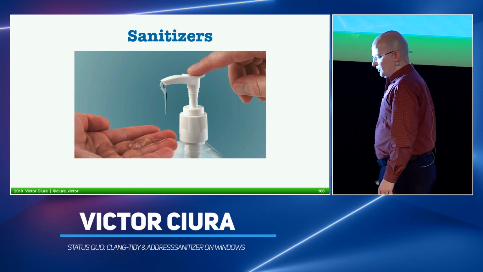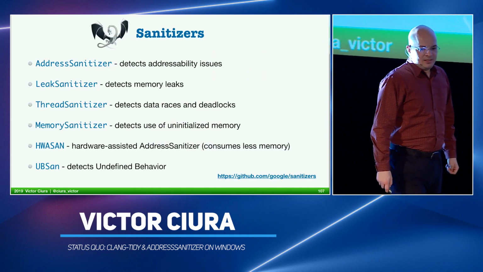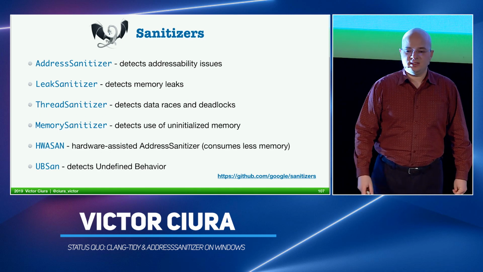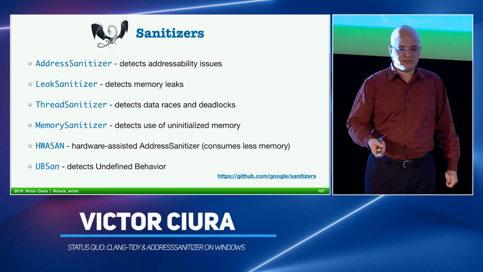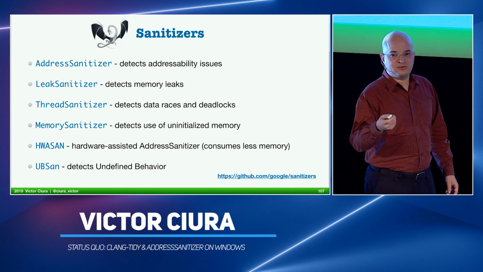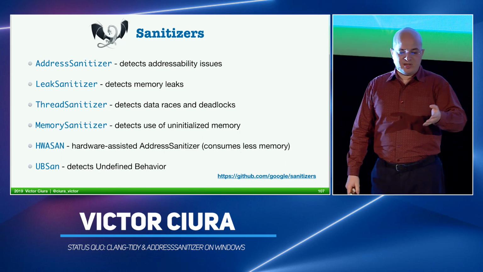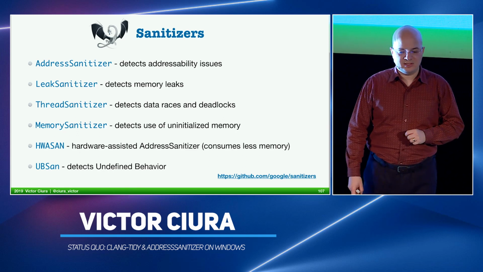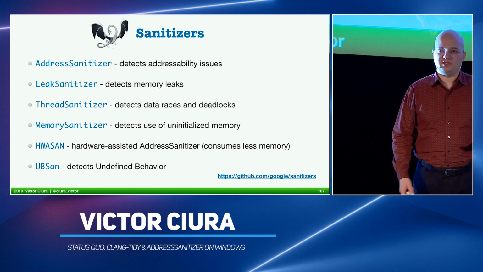So there's a few minutes left. Let's talk about sanitizers and why they're important. There are a handful of sanitizers available. They started in the LLVM project at Google. We have the AddressSanitizer that detects addressability issues for memory. The leak sanitizer detects memory leaks, obviously. The thread sanitizer detects data races and thread interleaving issues. The memory sanitizer detects uninitialized memory. That's frequent for C++ developers. We have a hardware-assisted ASAN and a UBSAN for undefined behavior detection.